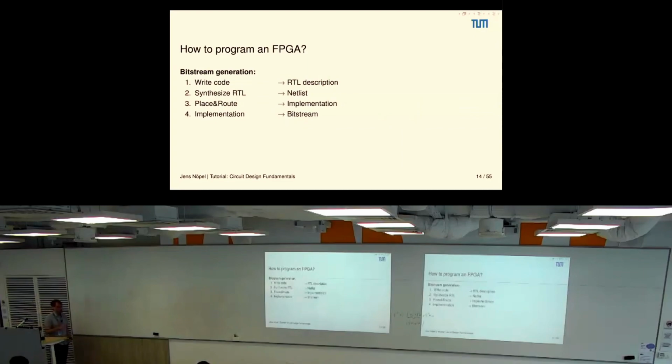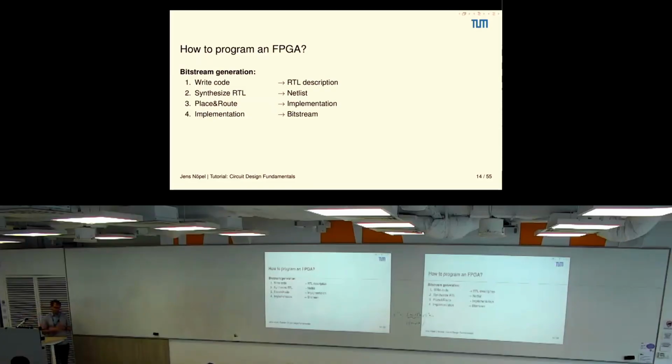And how do you actually realize such hardware on the FPGA? What you do is realize your functionality by writing code. So you use a hardware description language for that and write an RTL description of your functionality. Then you synthesize this written code, your RTL, to retrieve a netlist, which is a list of the modules that are contained on the FPGA and how they are connected.